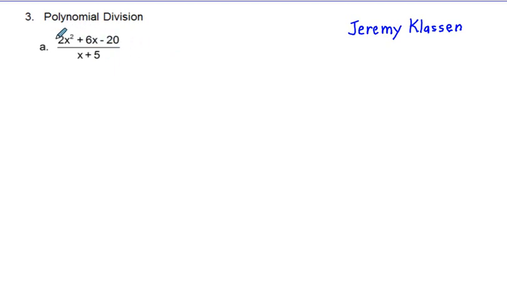Okay, we have this first problem here, 2x squared plus 6x minus 20 over x plus 5. We're going to start out by looking at the anatomy of a division problem and different ways of representing division problems. This horizontal line segment is called a division bar. And there's another name for this as well, and that name is a, I'm putting parentheses here, a vinculum.